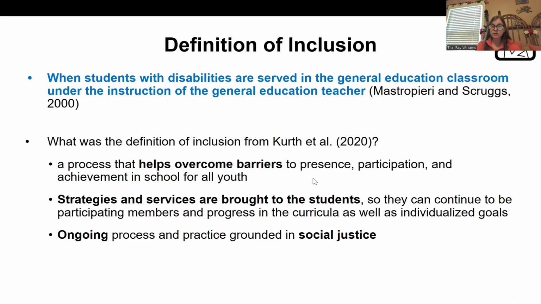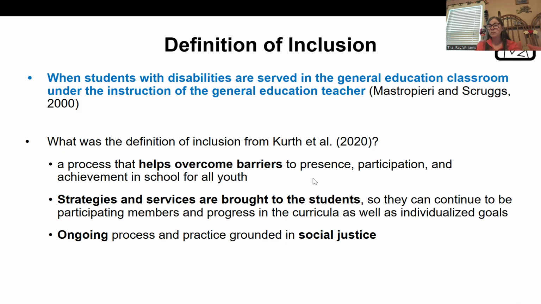They also furthered the definition by identifying it as an ongoing process. You don't decide that a student is going to be placed in a self-contained classroom and that's where they are and they just stay there. Inclusion is an ongoing process. And not only that, it's a practice that is grounded in social justice.